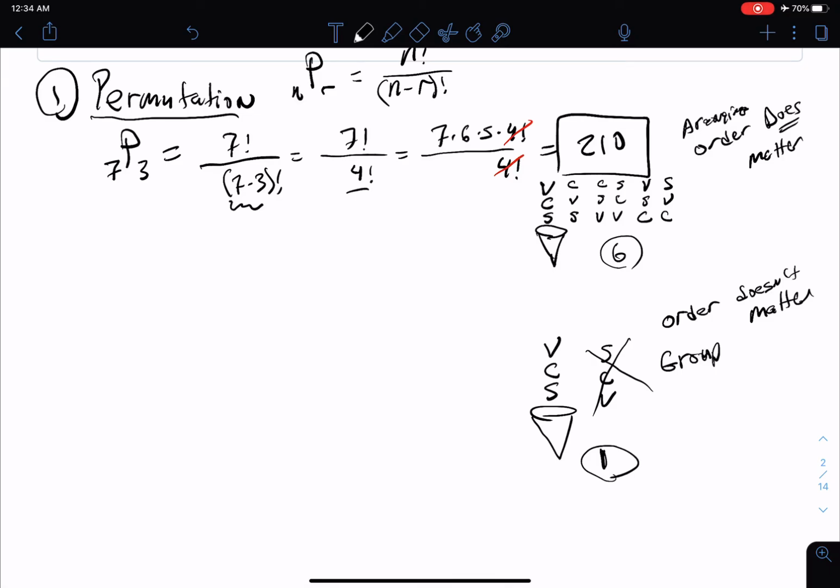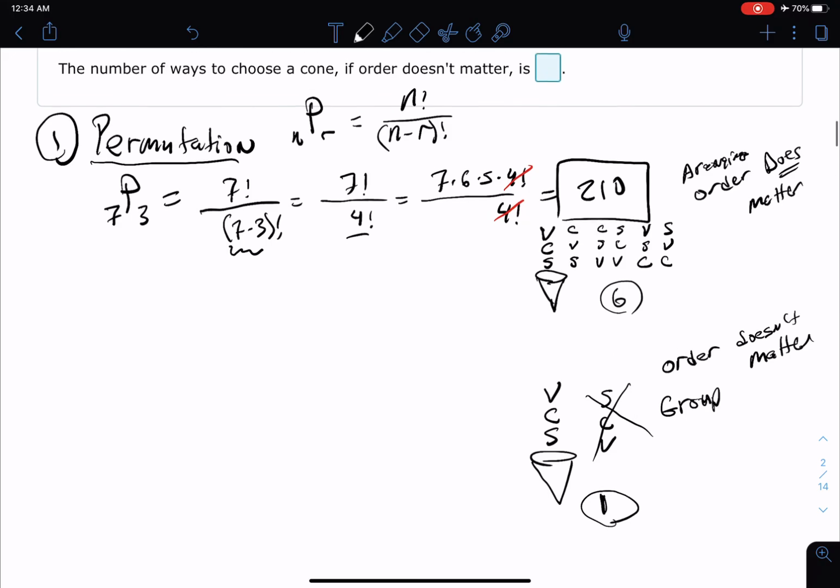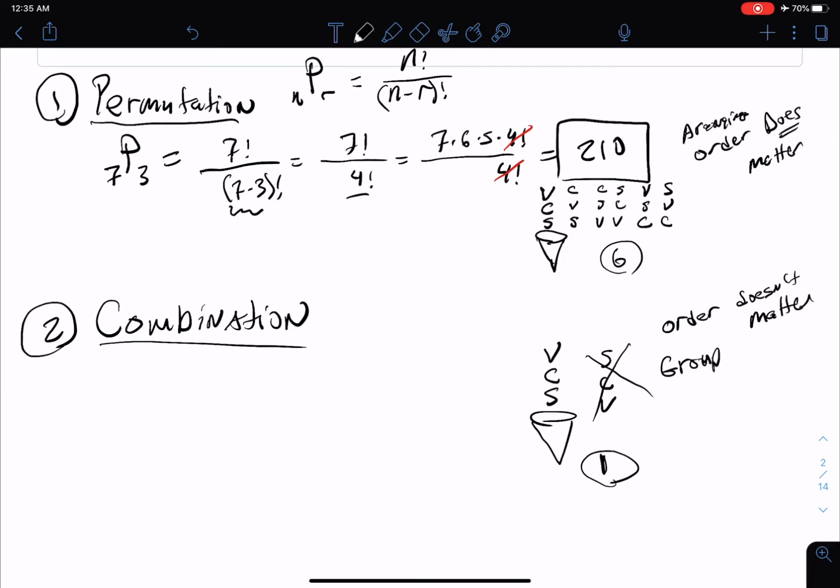Okay, so we can see that the combinations should be a much smaller count given the same situation. Here's number 2, but this next one's going to be a combination. All right, so what's the formula for the combination? Well, the formula for the combination of n choose r equals n factorial over r factorial times n minus r factorial.